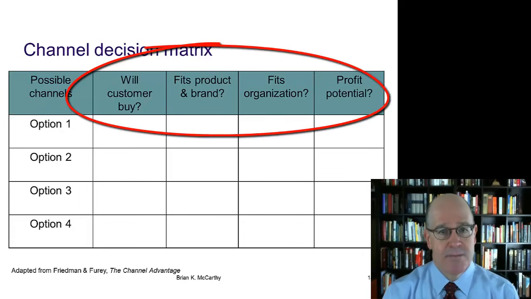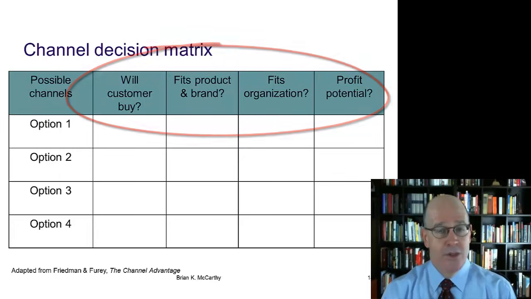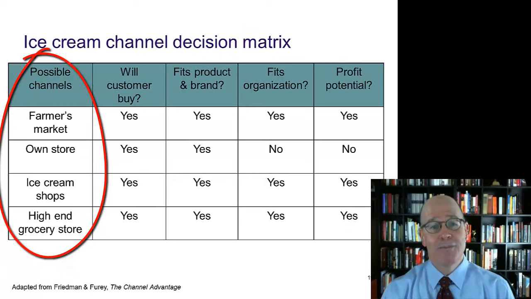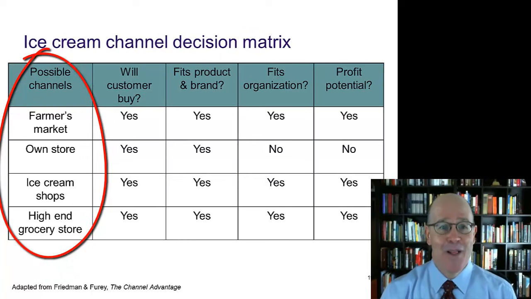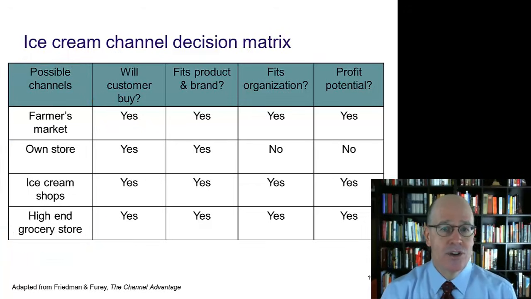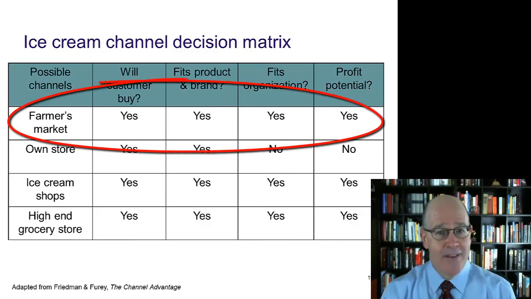So in the columns of this matrix, I have our questions. The rows are our channel options. So for our ice cream company, I have in the first column on the left of the screen, the possible channels: farmers markets, our own store or stores, independent ice cream shops, and high-end grocery stores. And then for each question, I can answer yes or no. I can see for farmers markets that I'm able to answer yes to every question.